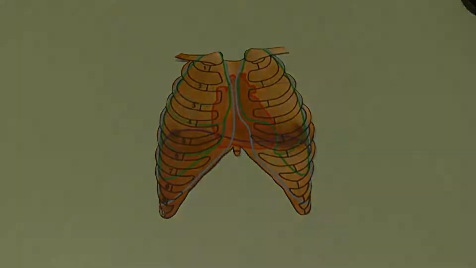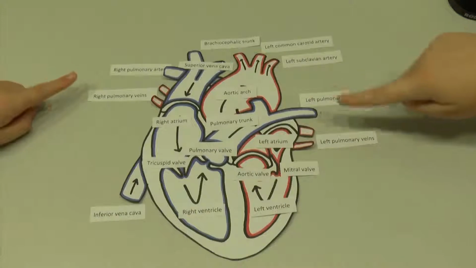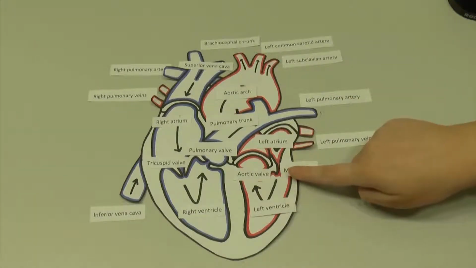Oxygenated blood flows through the left-hand side of the heart, with blood entering the left atrium via the pulmonary veins from the lungs. It then passes down into the left ventricle via the mitral valve.